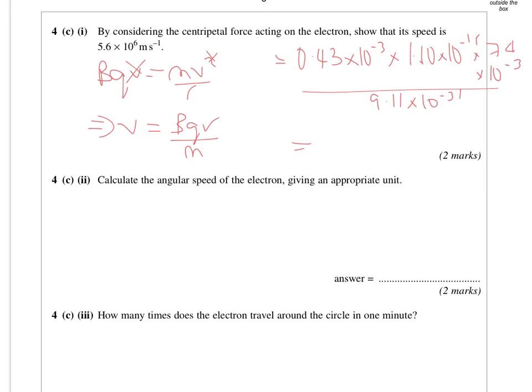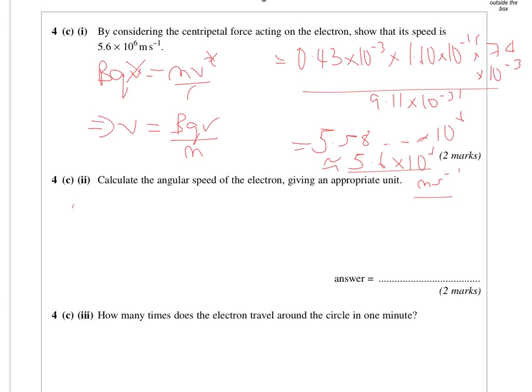That's a lot of powers. Divided by 9.11 times 10 to the minus 31. And that comes out as 5.588 times 10 to the 6. So that's going to be 5.58 times 10 to the 6, which is approximately 5.6 times 10 to the 6 meters per second, which is what we were looking for.